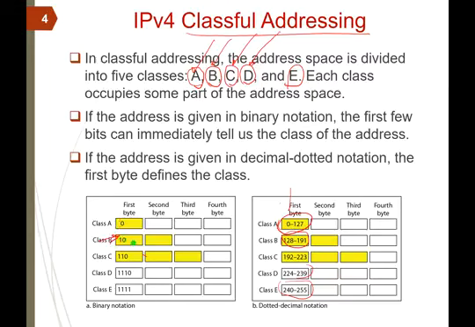So 1, 0, 1, 1, 0, 1, 1, 1, 0, and then the last class is class E, which starts with 4 ones. Okay, so we have these 5 classes. You should remember these.